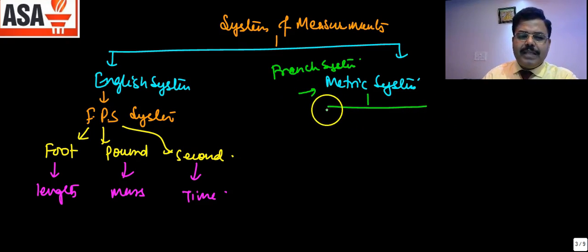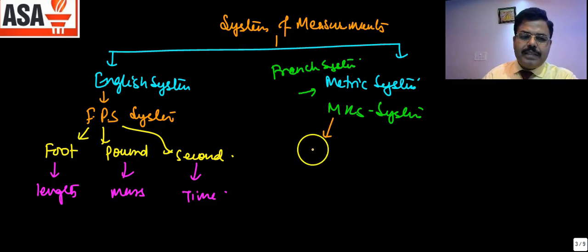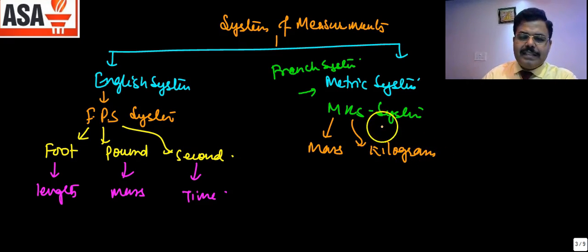And this system, they say this is a MKS system, that is called MKS system. MKS system means what they measure? They measure the mass in terms of, this is mass, kilogram, and second system.